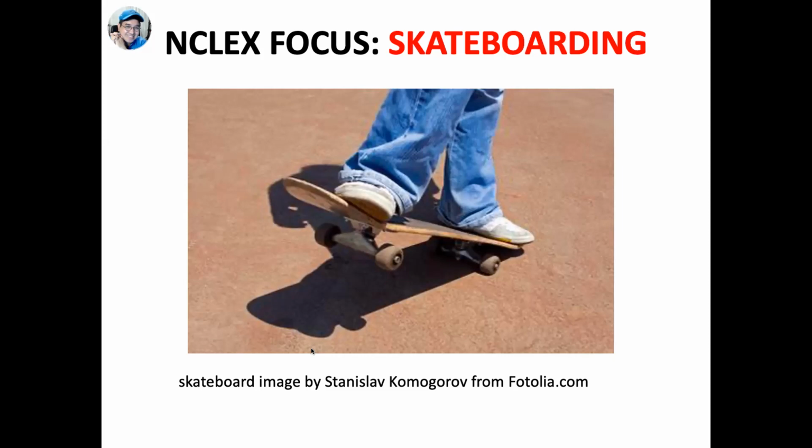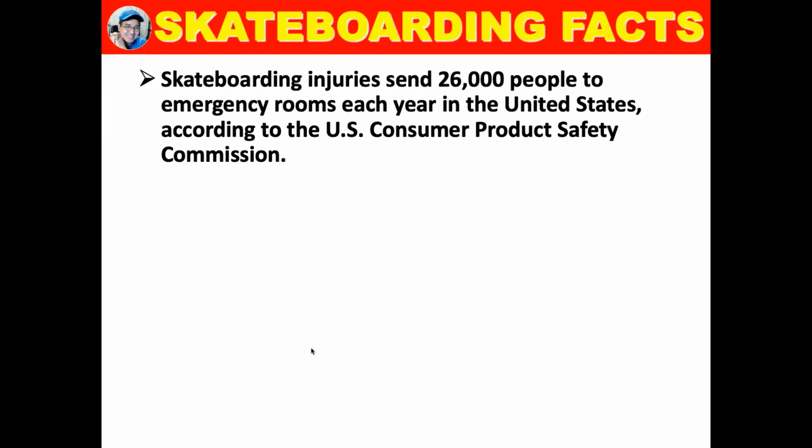While with your bike, guys, what about your bike? They go with the flow of the traffic because again the cars should be the ones to evade the bike, because bikers, especially children, tend to get intimidated by cars, causing them to lose balance or even bump the car. Okay, so ride your bike with the traffic flow. Skateboarding injuries send 26,000 people to emergency rooms each year in the United States, according to the U.S. Consumer Product Safety Commission.